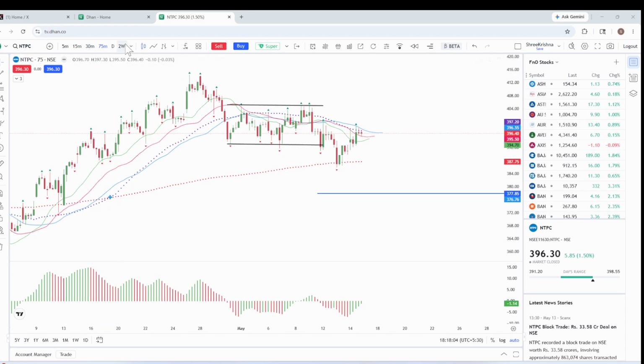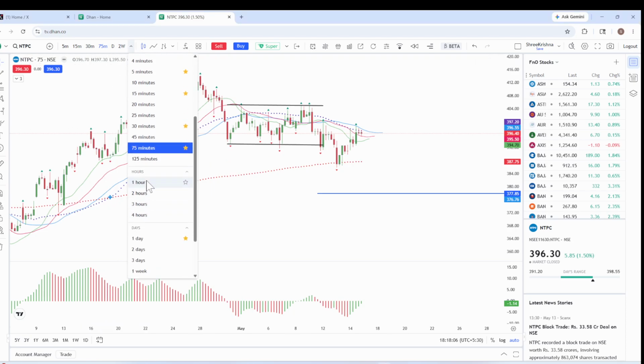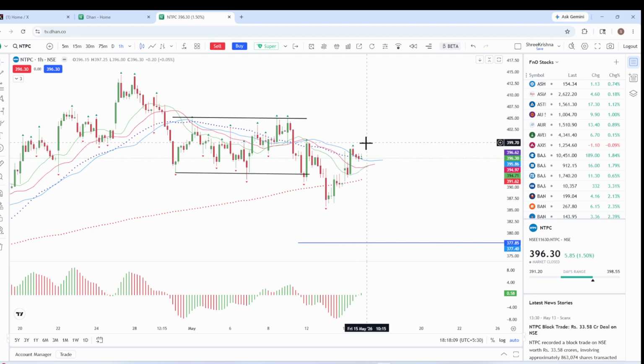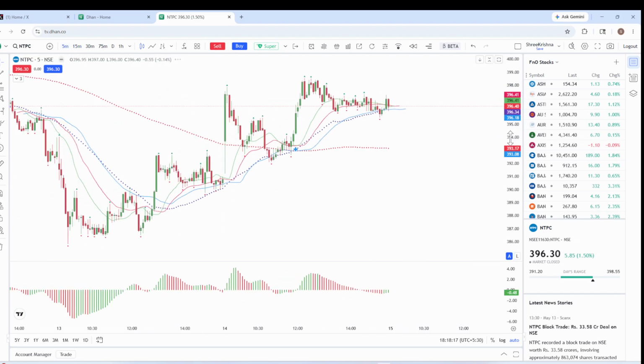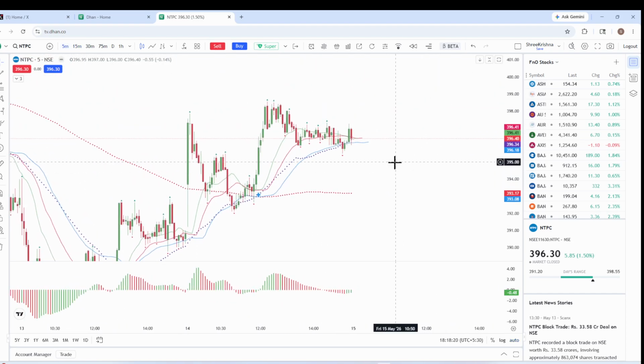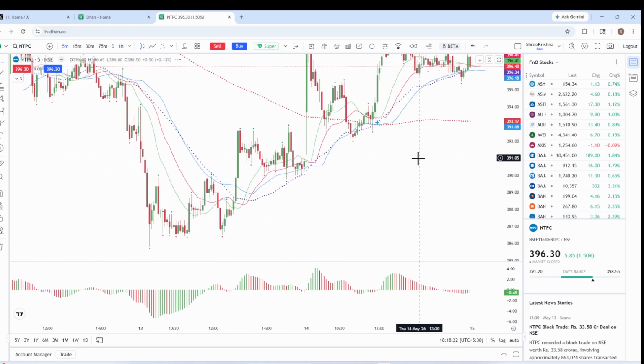On 1 hour, it gets rejected over there. On 15 minutes you can take an entry. On 5 minutes you can take the entry. See? It is safe to take the entry.